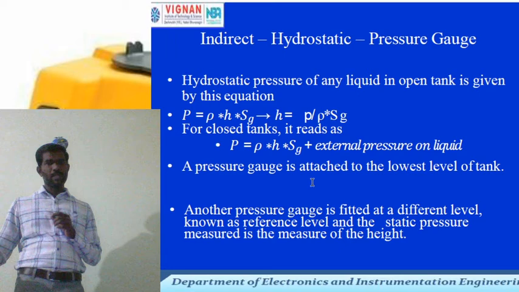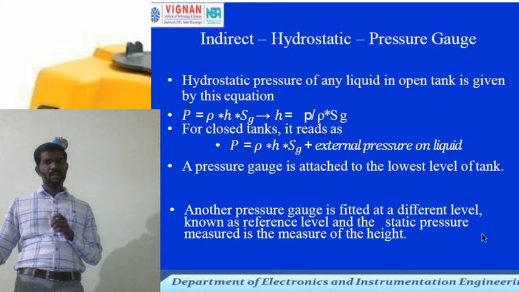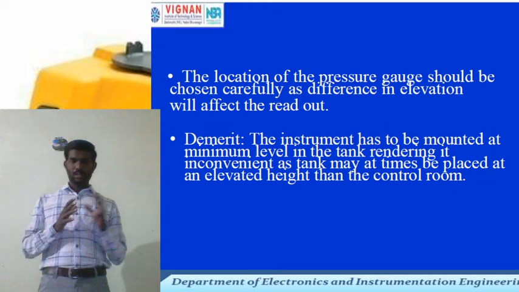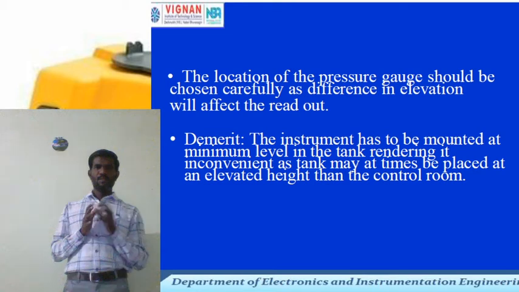A pressure gauge is attached to the lowest level of the tank. Okay, another pressure gauge is fitted at a different level. So the known reference level and the static pressure are measured at a certain height. The location of the pressure gauge should be chosen carefully, as a difference in elevation will affect the readout.